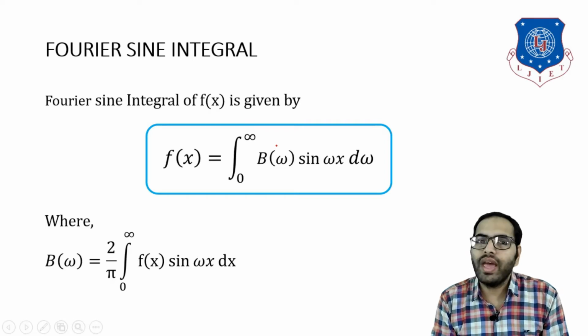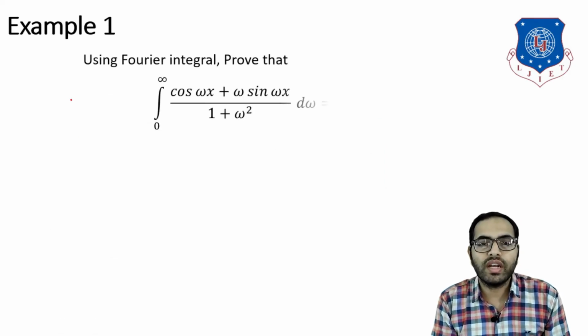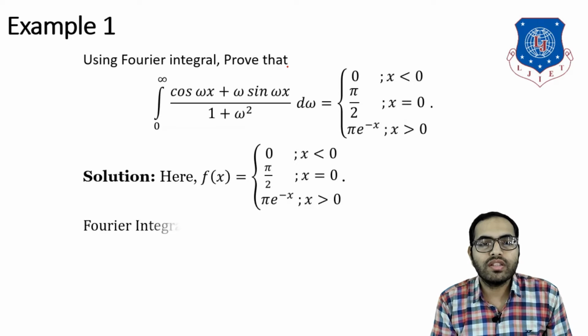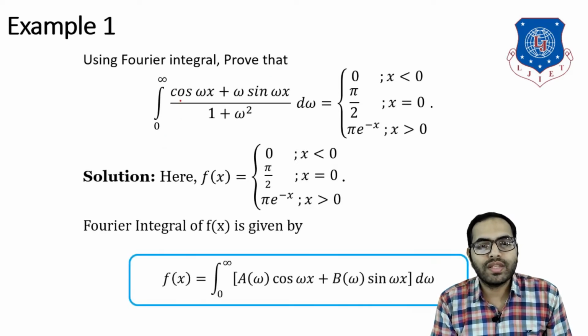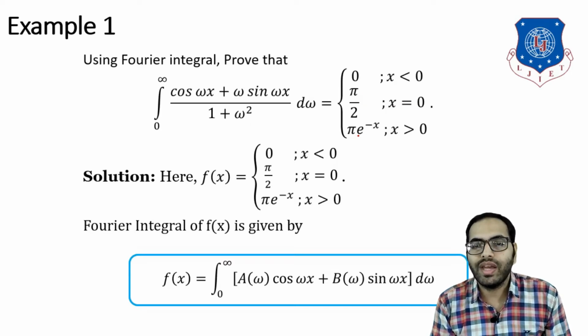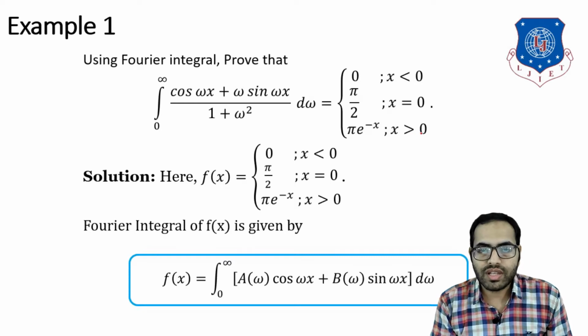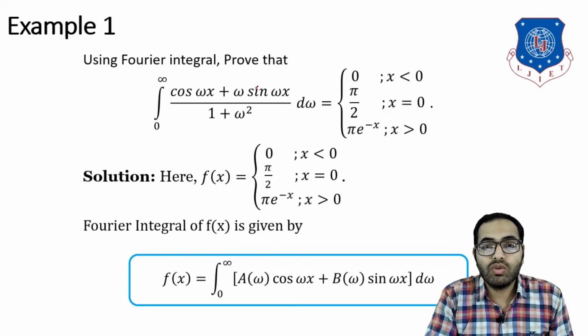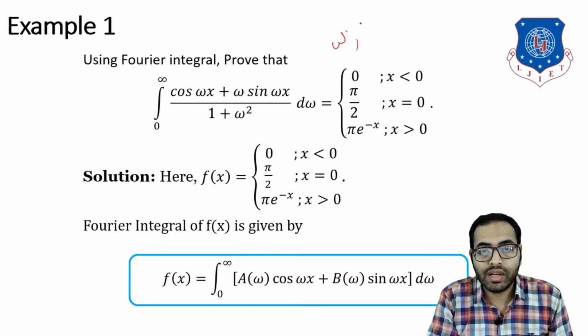Let's move on to an example. Using Fourier integral, prove that integral 0 to infinity of cos omega x plus omega sin omega x upon 1 plus omega square d omega, where the function is 0 where x is less than 0, pi by 2 where x equals 0, and pi e raised to minus x where x is greater than 0. These are the functions and we get the answer in this form. Here sometimes you use the variable omega as well as lambda.